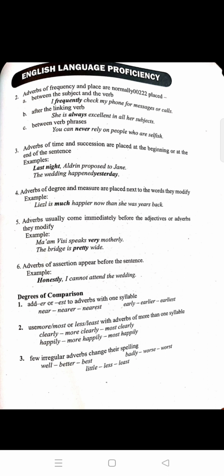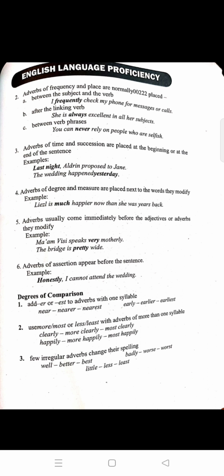And next, adverbs of degree and measure are placed next to the words they modify. Example is, Lizelle is much happier now than she was years back. So the adverb of degree, much, is trying to modify happier. Therefore, it is written before the word happier.